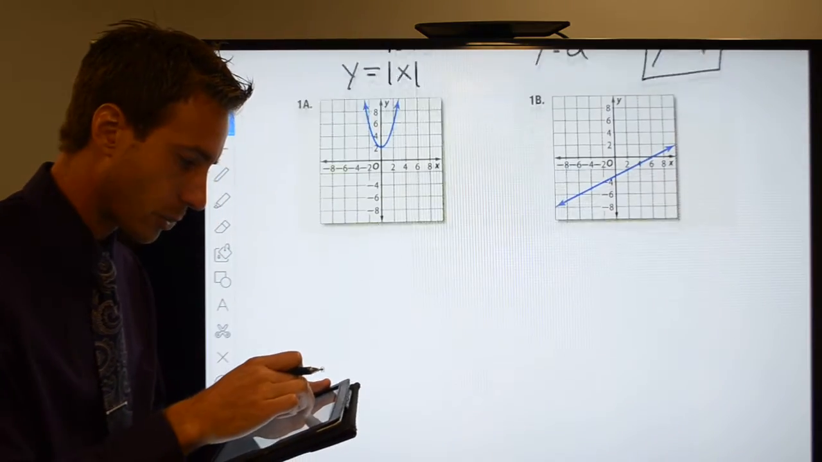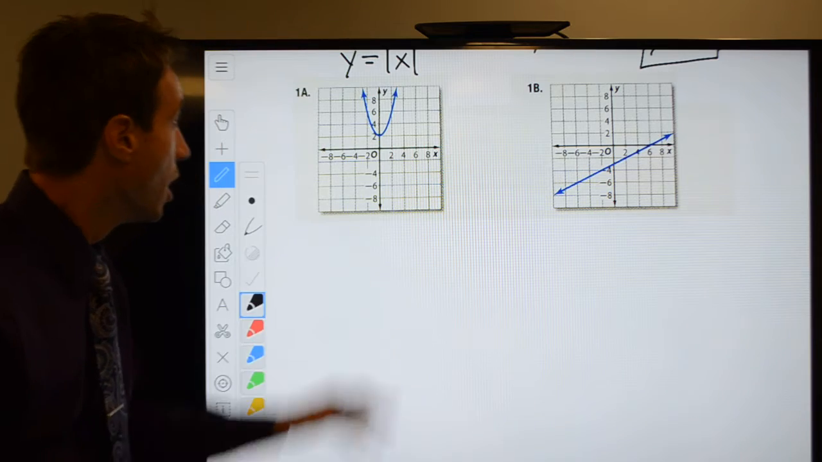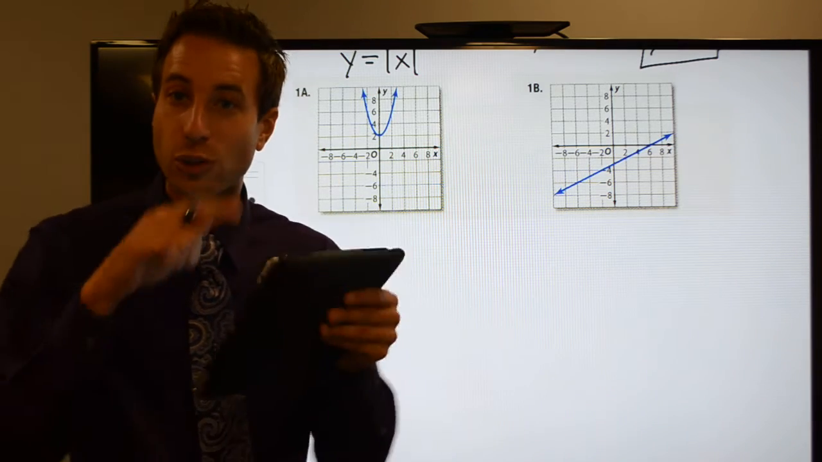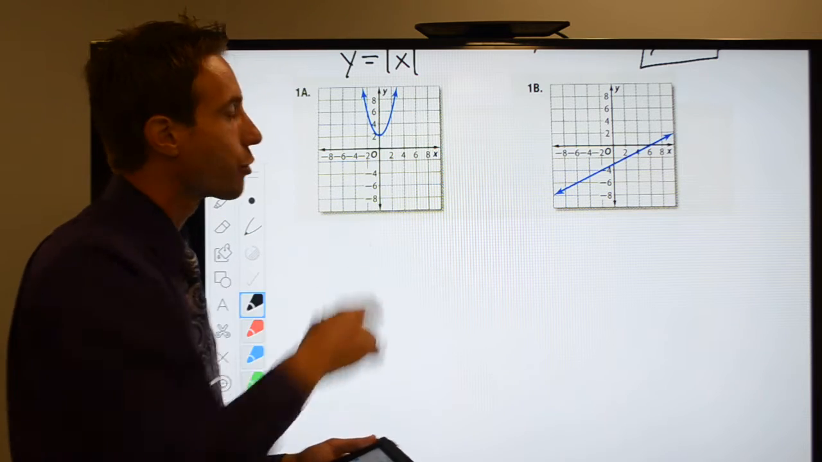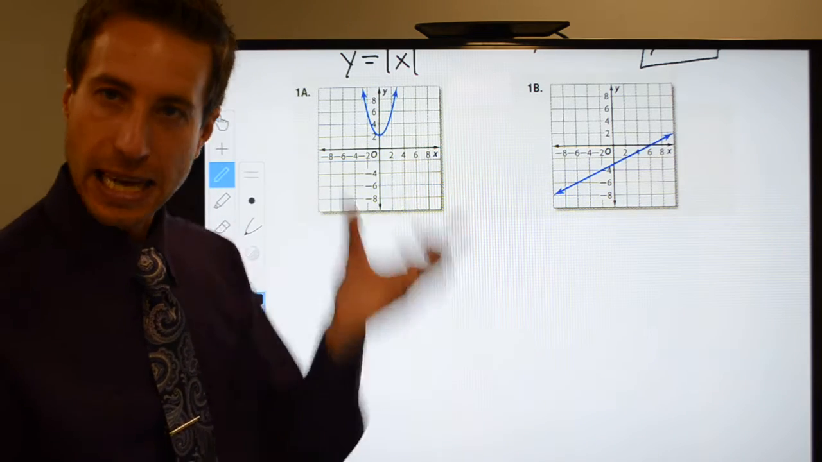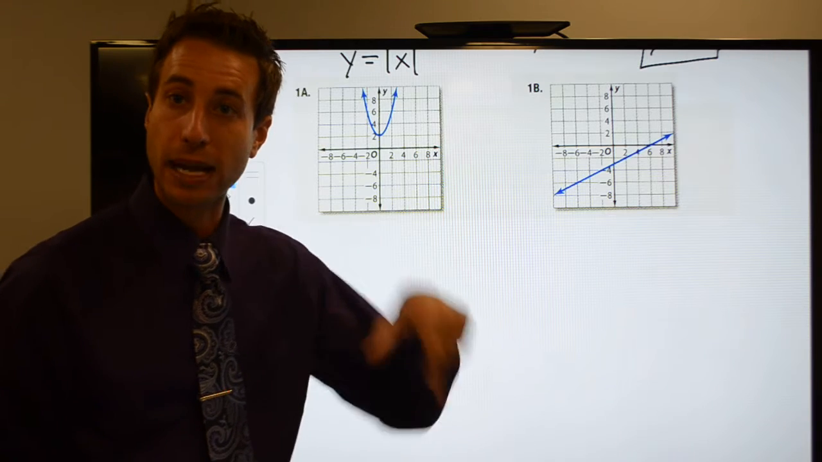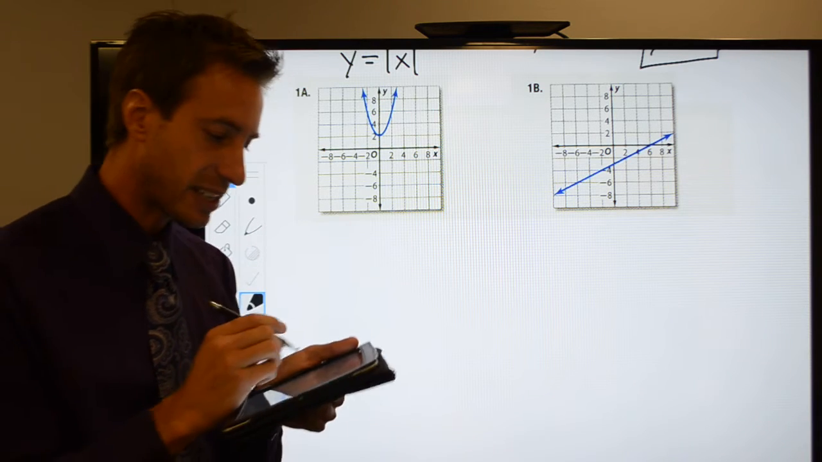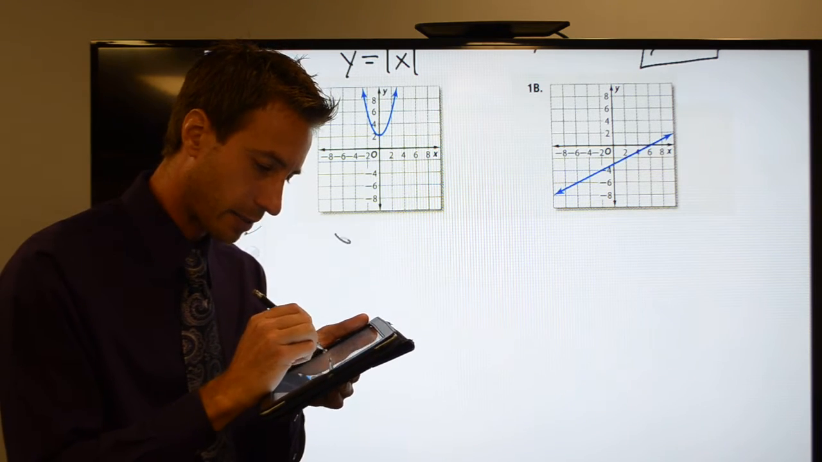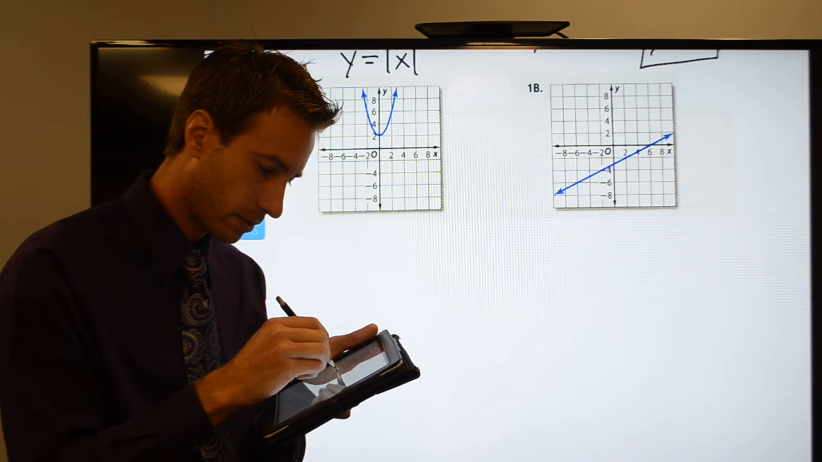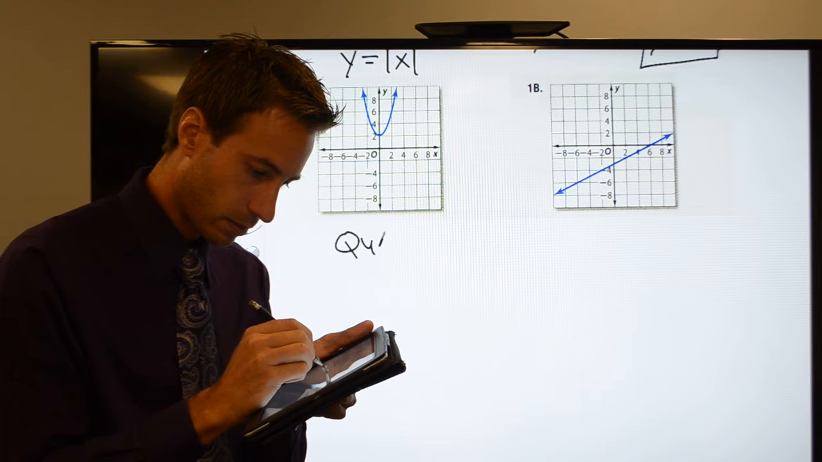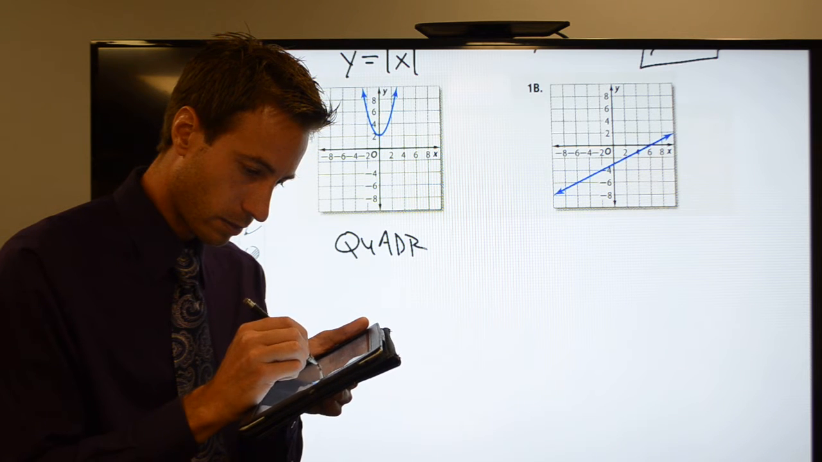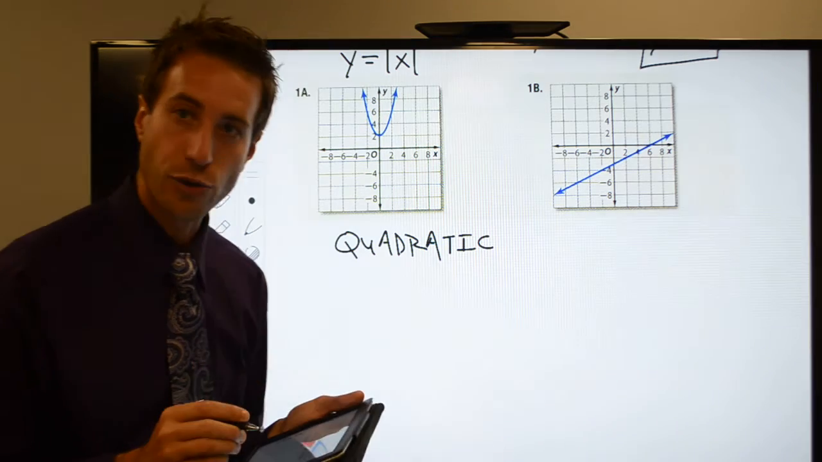Let me slide this up so we can see them. The next one, go ahead and take a look at this, and it looks like that U-shaped graph. It is opening up. It doesn't go through the origin, but that's okay. Anytime I see that U-shaped graph either opening up or down, I know that this is going to be the quadratic. This is the quadratic function.